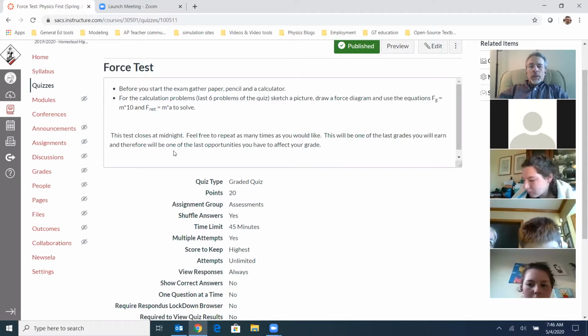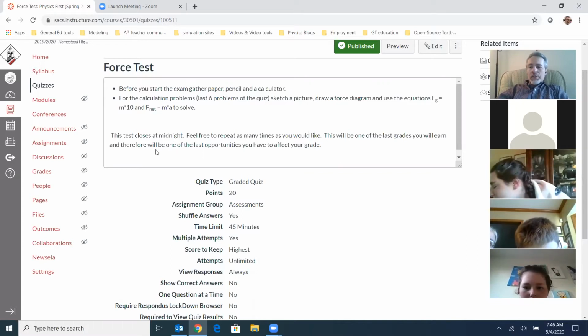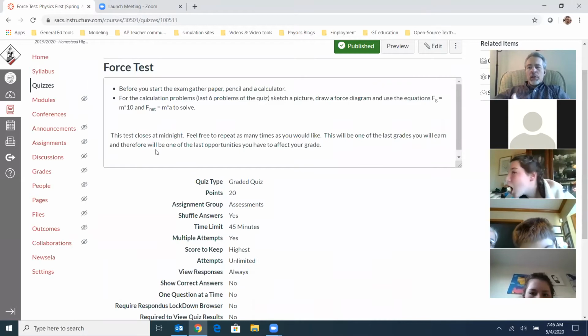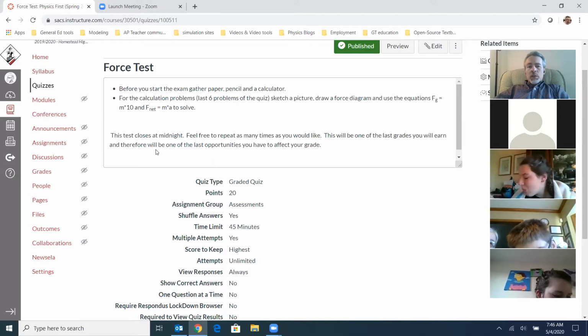Okay. And this test closes at midnight. It's kind of a weird test. This will count like a test quiz. I don't know how many points, but it's going to be at least 20 points. It's probably going to be one of the last major grades of the year. So it's kind of nice that you can take this over and over again. So that's what you're going to be doing.